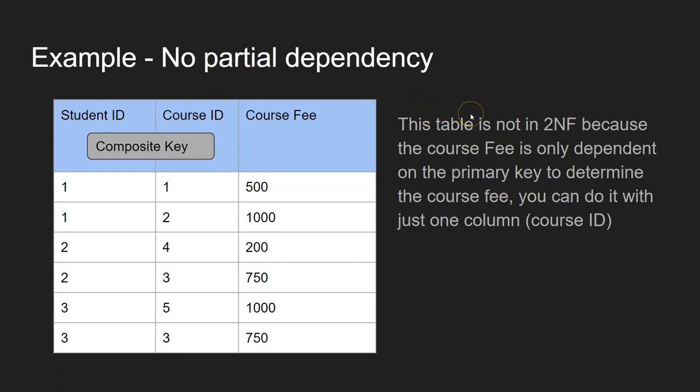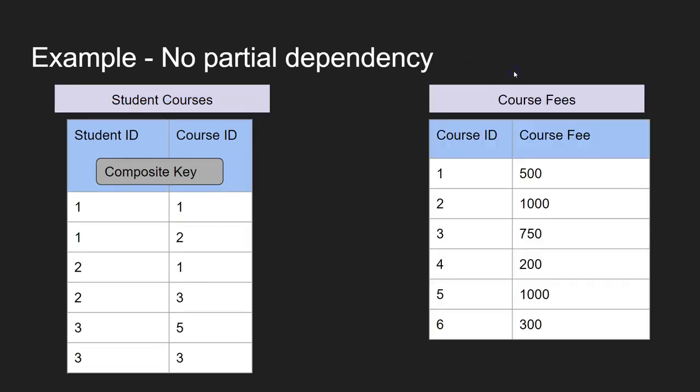So what have we got to do to fix this? Well, nice and simple. All we do is we move this information to a separate table, just like that. So we have a table about course fees, and each course ID has a course fee attached to it. Course 1 is 500, course 2 is 1,000, etc.